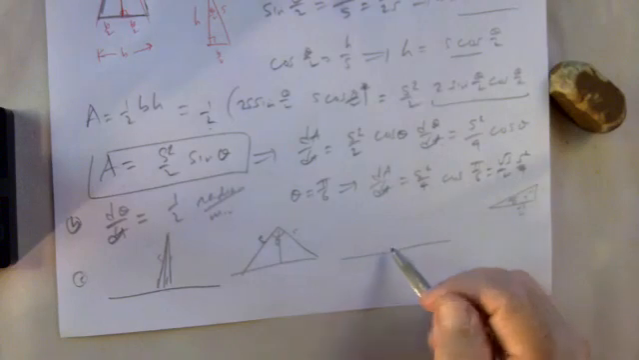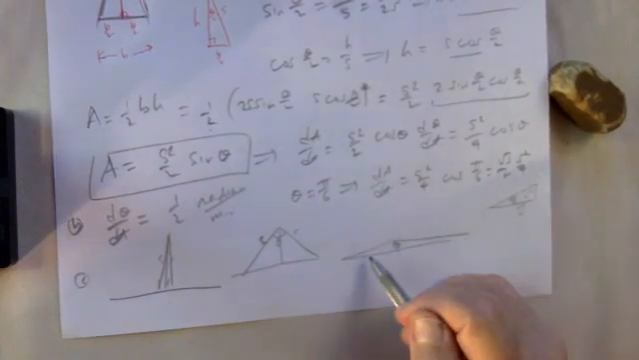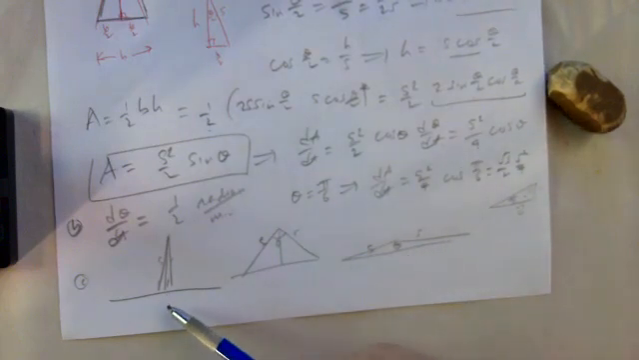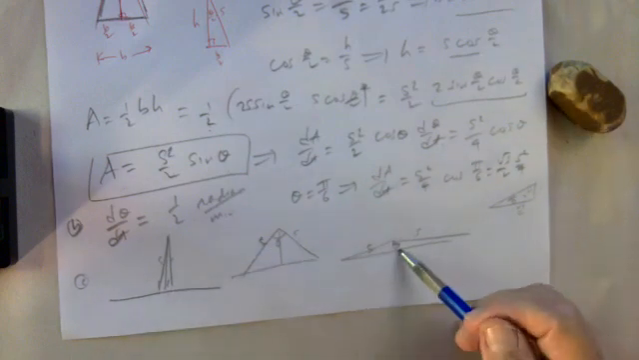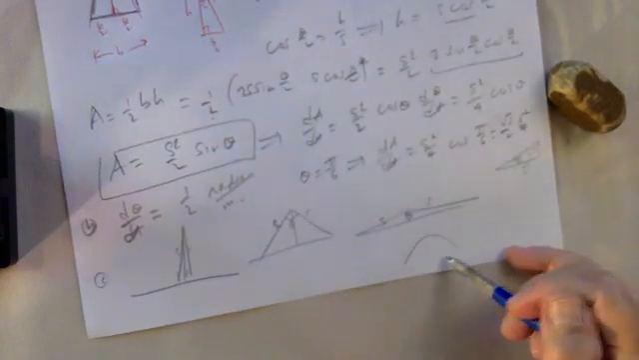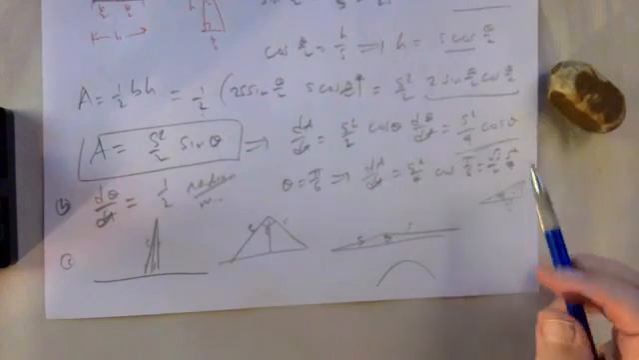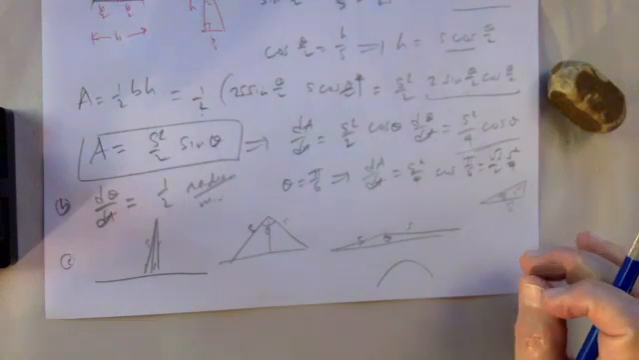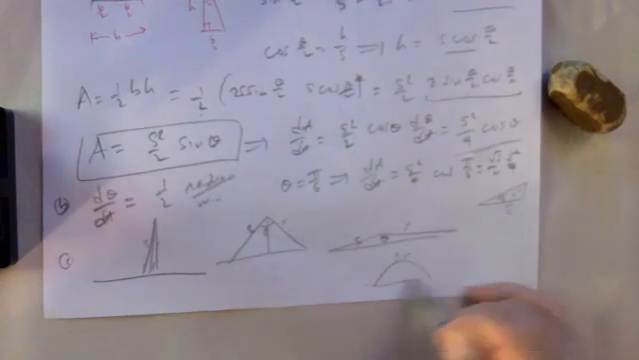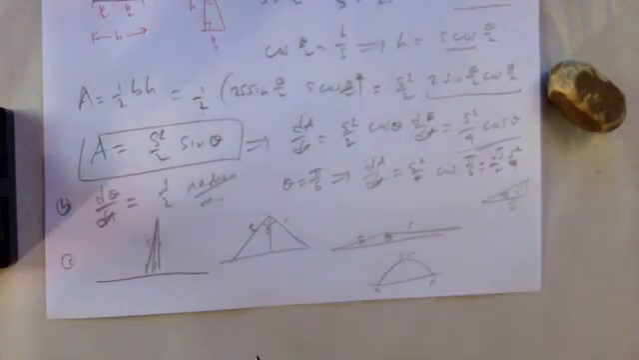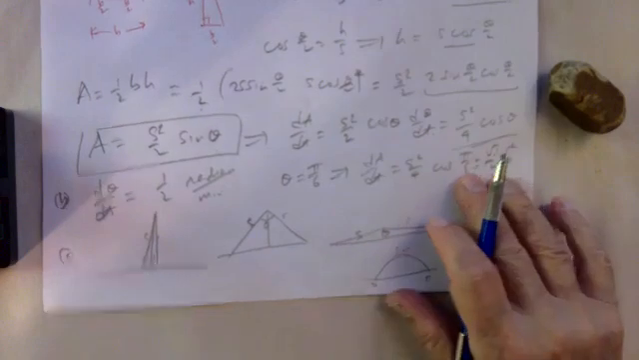But as the angle approaches pi, this area is going down to zero again. So when theta is zero, the area is zero. When theta is pi, the area is zero. And in between, the area is increasing and then decreasing exactly by this formula, actually by the sine. This is zero and this is pi. That's how the area is changing. Any questions about this?